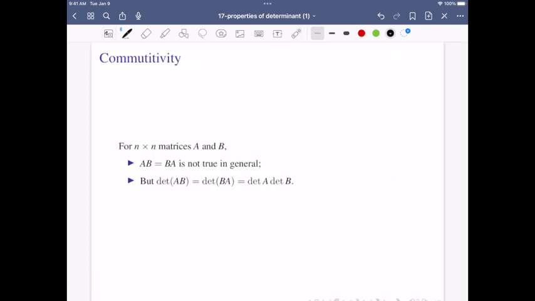Commutativity. We know that the product of two matrices is not commutative. In other words, usually if you multiply AB, this new matrix AB is not equal to BA. You cannot swap two matrices in your multiplication. However, if you're only interested in the determinant, then you can swap two matrices. You can change the order. So determinant AB equals determinant BA. Also, you can separately do determinant A and determinant B.